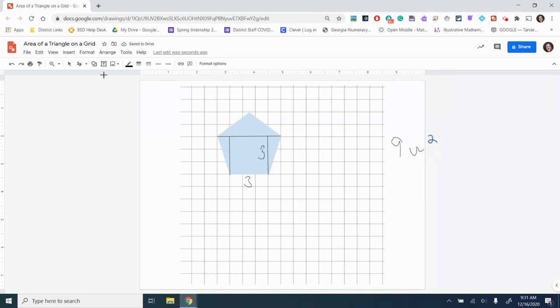Now, what can we do to find the area of the triangles? So we've talked about before composing rectangles around the triangles. So we're going to go ahead and do that. All right, so let's take a look at the first one here. So I now have a rectangle composed around this triangle.